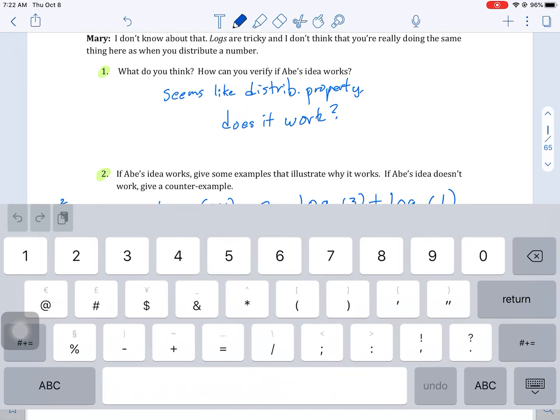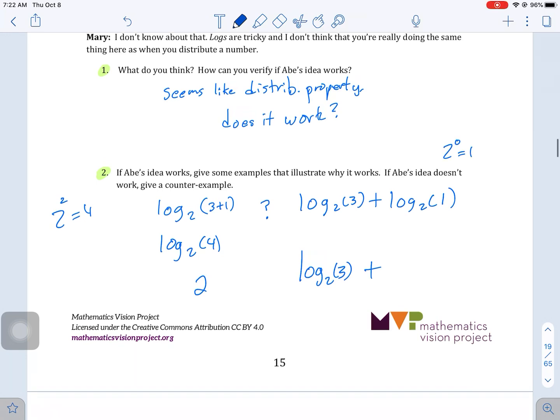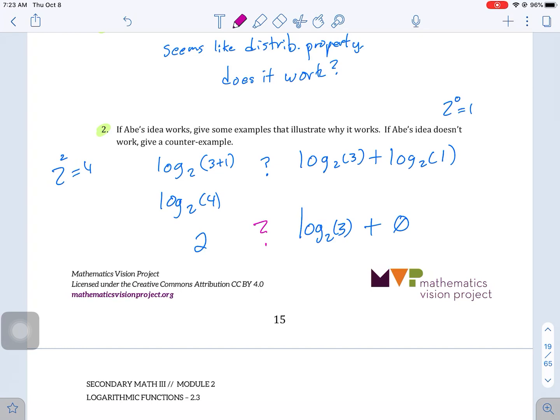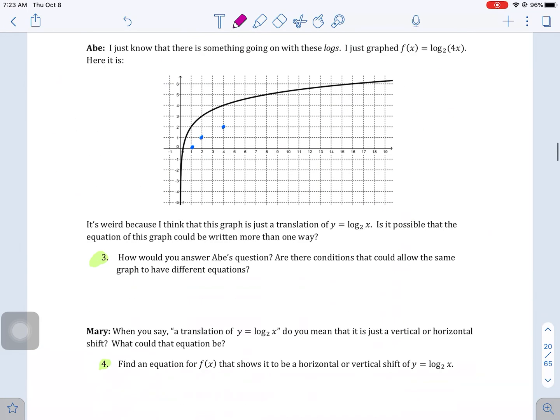But we do know this. We know that 2 to the 0 equals 1, right? So therefore, log base 2 of 1 has to be equal to 0. So then the real question here is, is 2 equal to log base 2 of 3? And the answer is not equal. So, does it work? No, it doesn't work. So let's just be clear that this is not equal to that. So the distributive property does not work the same here with logarithms.